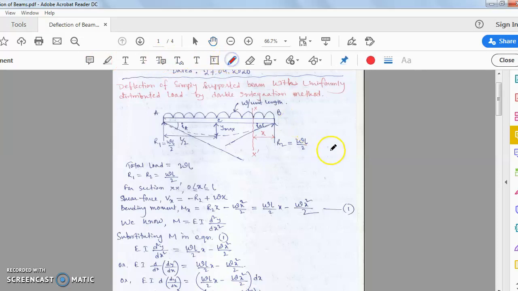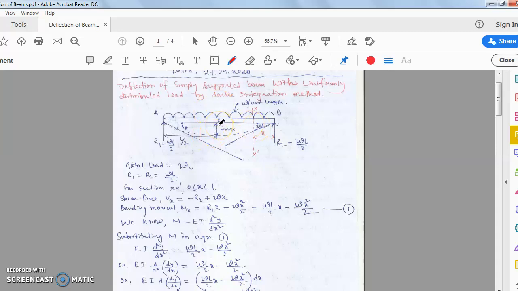Today I shall discuss with you the deflection of a simply supported beam with a uniformly distributed load by the double integration method. So this is a simply supported beam with a uniformly distributed load. The amount of load is small w per unit length. So we know the middle portion will be sagged here.